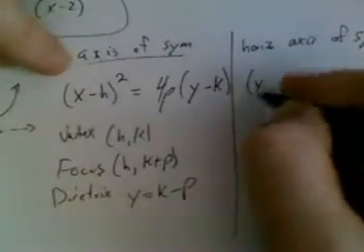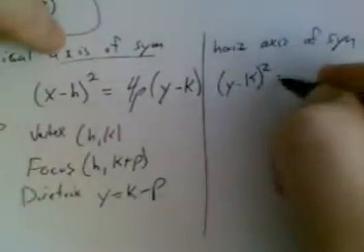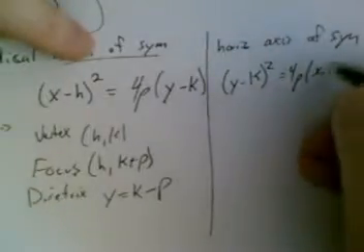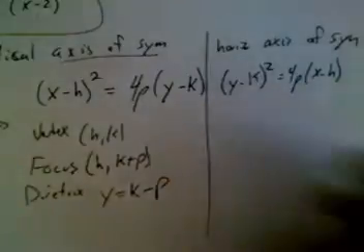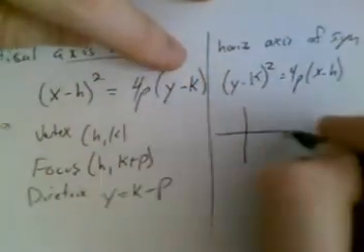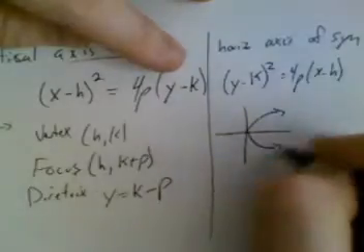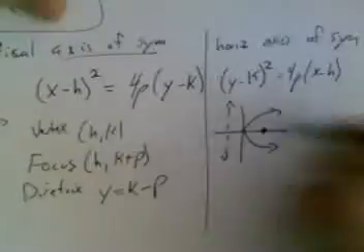we're now going to have the y minus k squared is equal to 4p times x minus h. The h still shifts it left and right. The k still shifts it up and down. It just happens to be that now, with the y being squared, its face is in this direction. Okay, where my directrix is here, my focus is here.